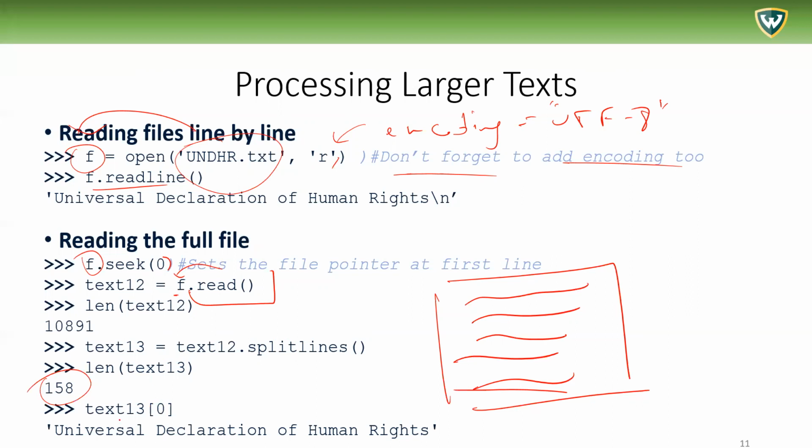And then you can use this counter here. We split the lines of text 12 and put it into the text 13 variable. We check the length, and then this is the first line that was loaded up here. So this is a list of lines. This is the first line. The second line would be 1, right? You get rid of that, and then text 13, open square brackets 1, close square brackets, and so on.